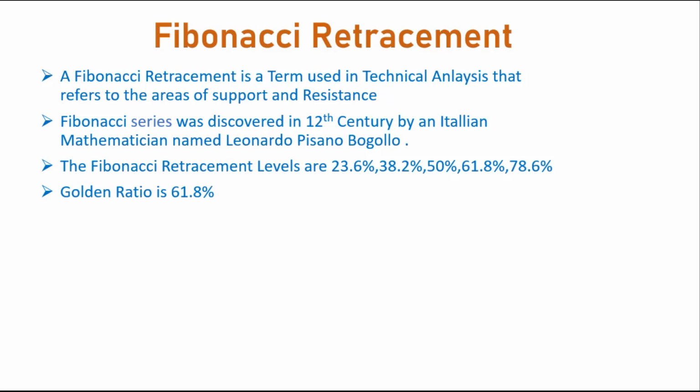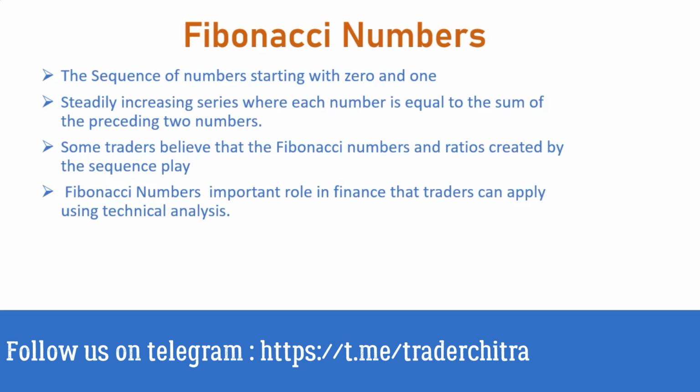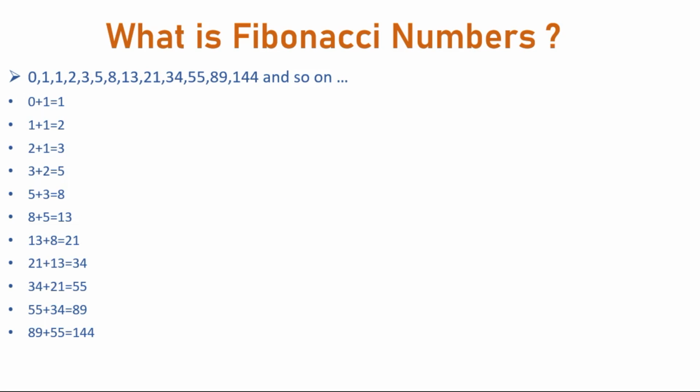The golden ratio is 61.8%. Next, we can see the Fibonacci numbers. The sequence of numbers starts with 0 and 1, then is a steadily increasing series where each number is equal to the sum of the preceding two numbers. That's how we get the next number. Some traders believe that the Fibonacci numbers and ratios created by the sequence play an important role in finance that traders can apply using technical analysis. What are Fibonacci numbers? That is how we are generating these Fibonacci numbers.